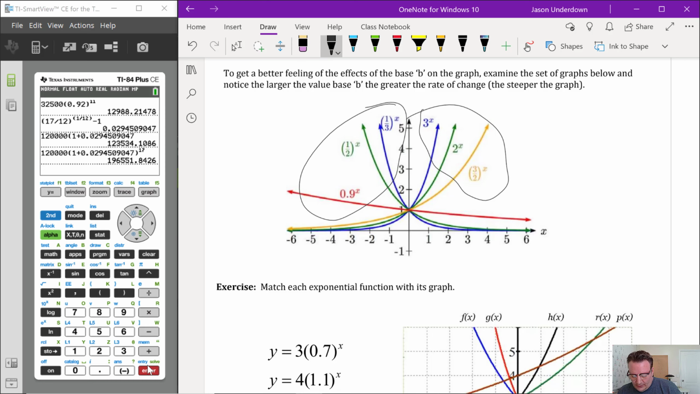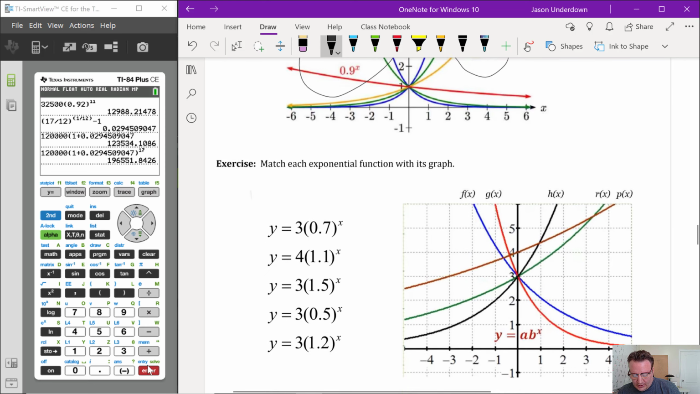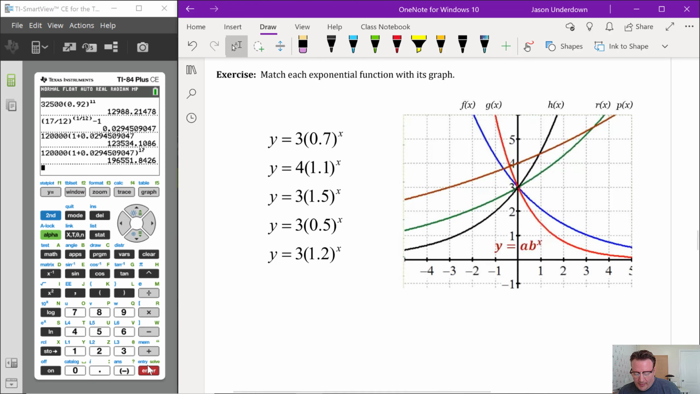So let's now use that information to do a simple little matching problem here. This would be a good place to pause the video and see if you can figure out which functions, these functions on the left-hand side, which graphs do they match up with? Okay, so pause the video for a moment and give that a try on your own, and then I'll do it with you.